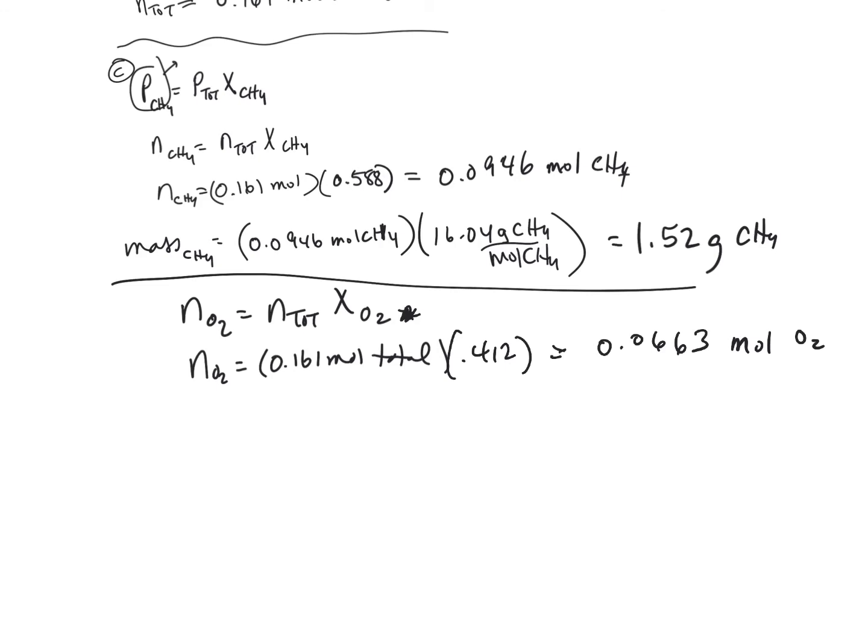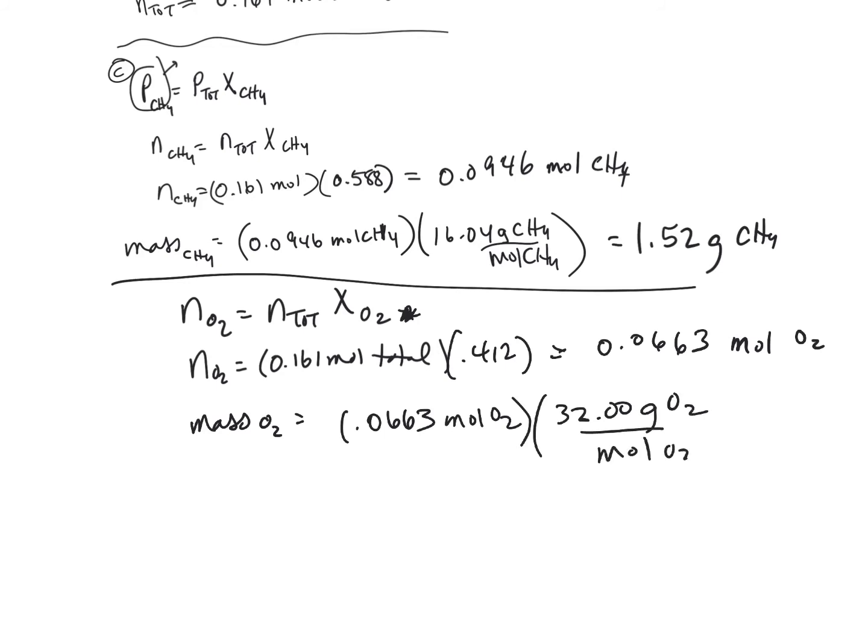And then mass of O2 is equal to 0.0663 moles O2 times the molar mass, which is 32 grams O2 per mole of O2. So 0.0663 times 32 equals 2.12 grams of O2.